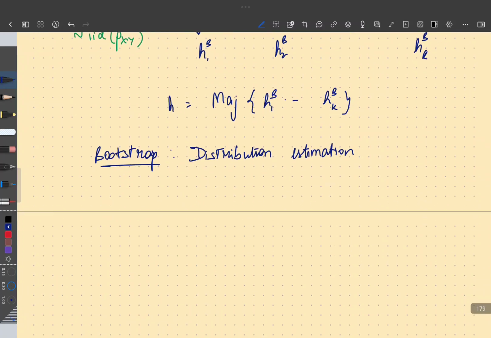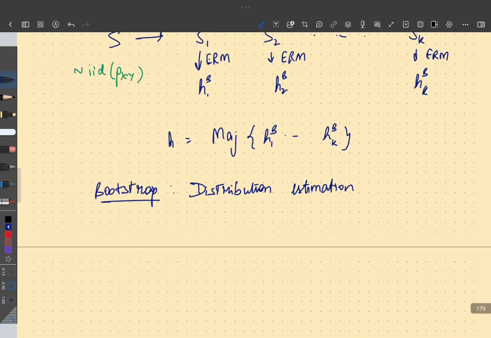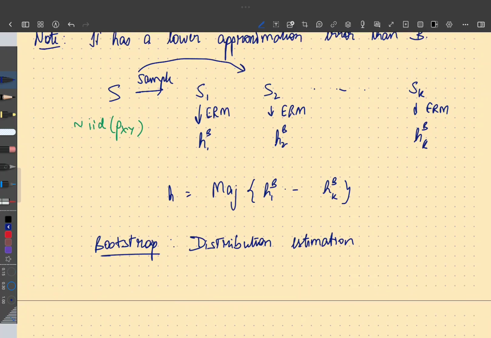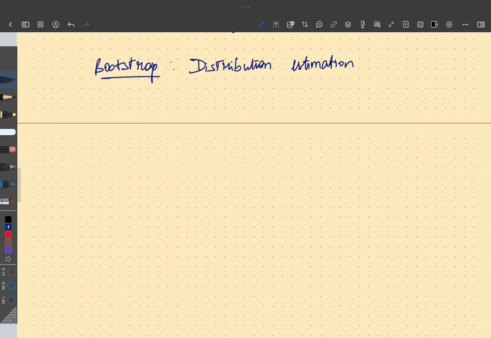All right. Boosting uses a modification of these ideas. In bagging, the idea was you independently sample S1, S2 up to Sk. The idea behind boosting, on the other hand, is the following. You have the original data set S.